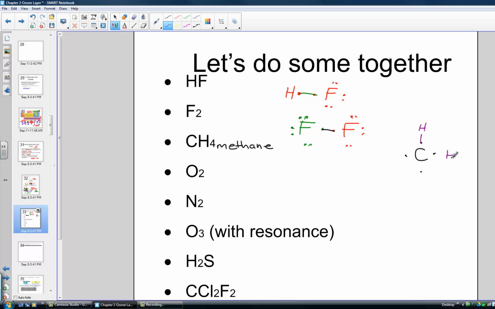1, 2, 3, and 4. Here is a molecule of methane.